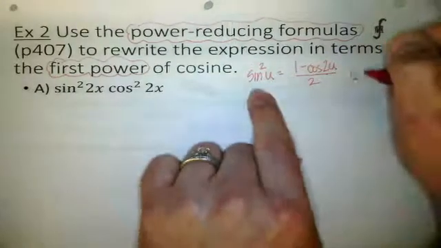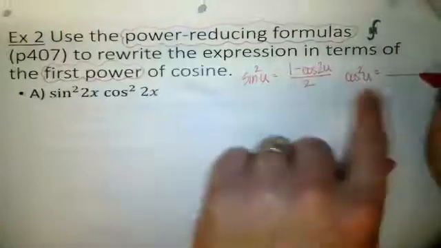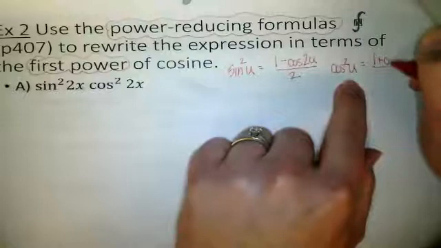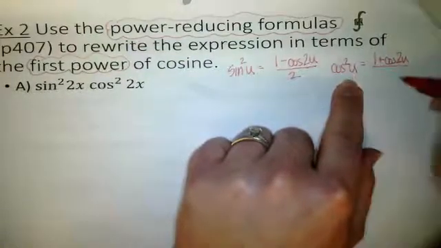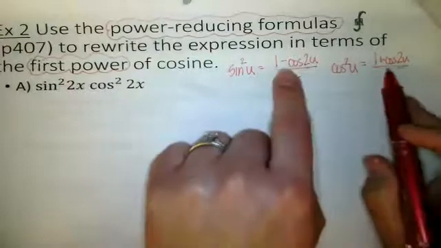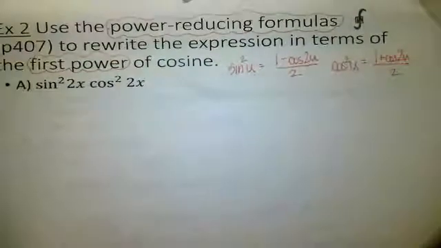They also have a formula for cosine squared of some angle. It turns out to be 1 plus cosine of double what I started with, over 2. So they're very similar formulas, with a small difference between them.